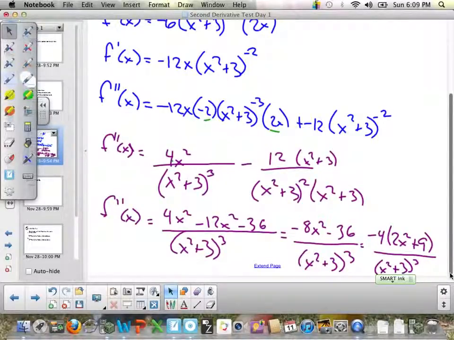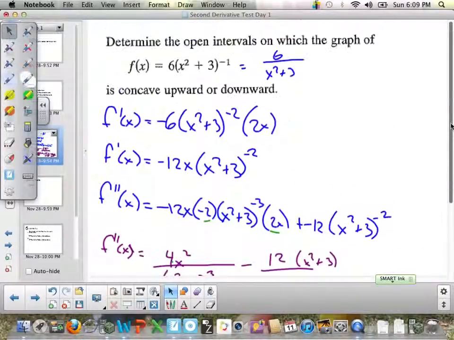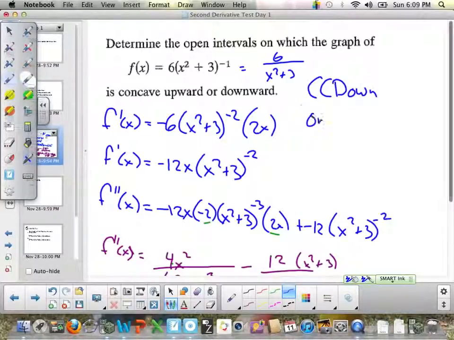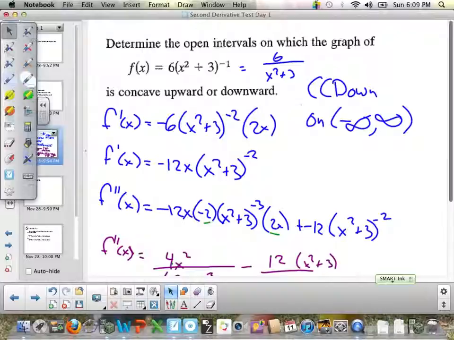All right, we go to the bottom. If I plug 0 into the top, I get negative 4 times 9, which is a negative number. On the bottom, we get 3 cubed, which is positive. A negative divided by a positive is negative. So this is concave down, like a frown, on all real numbers, from negative infinity to infinity. All right?